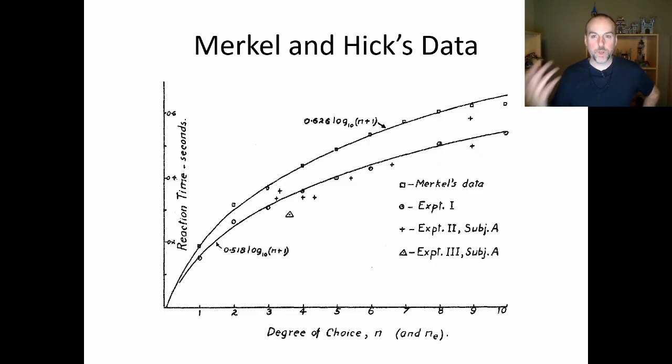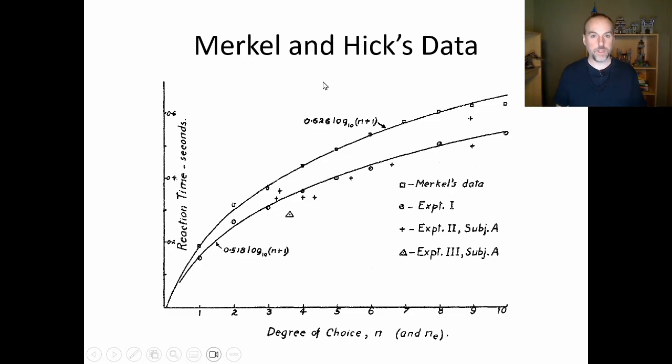So Hick and Hyman were interested in Merkel's relationship, and this is almost 100 years later. They wanted to reinvestigate this relationship. So the first thing they did is they wanted to replicate Merkel's experiment. So, do we still find the same thing? Or maybe Merkel had really old equipment, and maybe we don't see the same pattern.